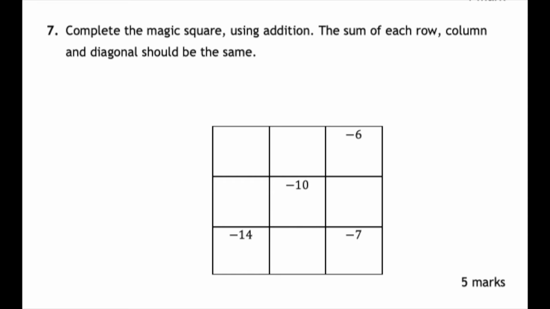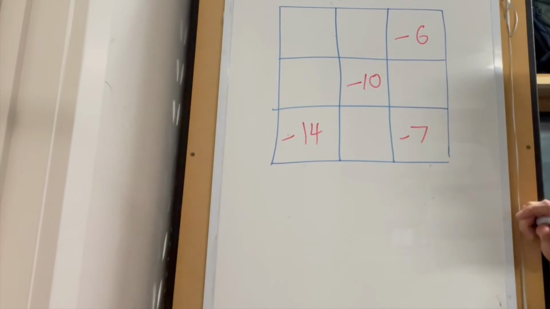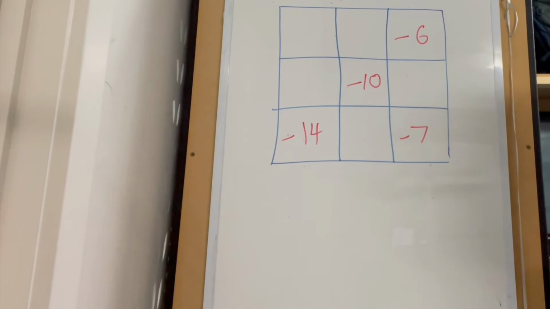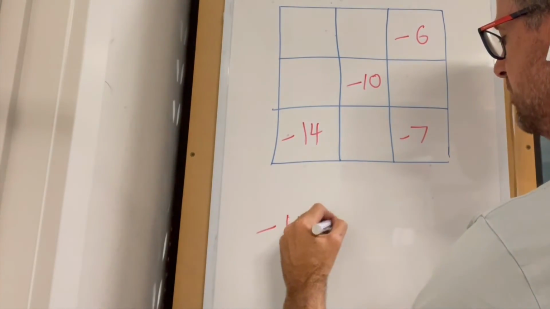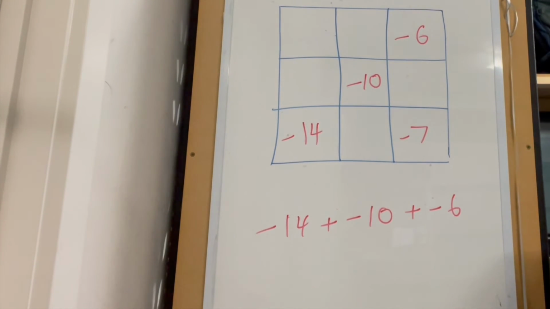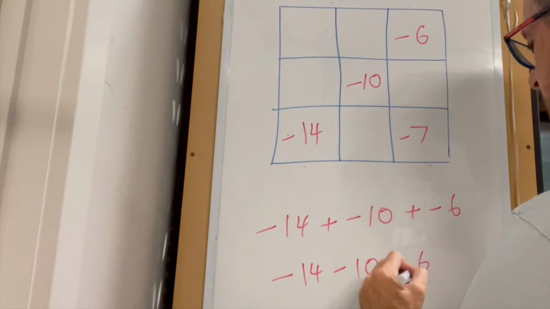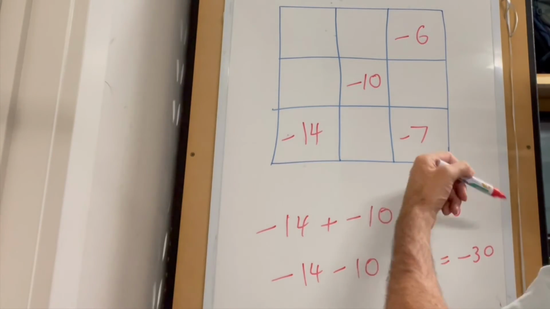Okay, so here we have the magic square, okay, and with the magic square we need to make it so that all of the horizontal rows, all of the vertical columns, and the 2 diagonals all add to the same total, okay. So on our calculator we can put our diagonal here, so we have negative 14 plus negative 10 plus negative 6, okay? And so if we put that in, that becomes negative 14 take away 10 take away 6. So negative 14 take away 10 is negative 24, take away 6 more is negative 30. So they've all got to add up to negative 30.